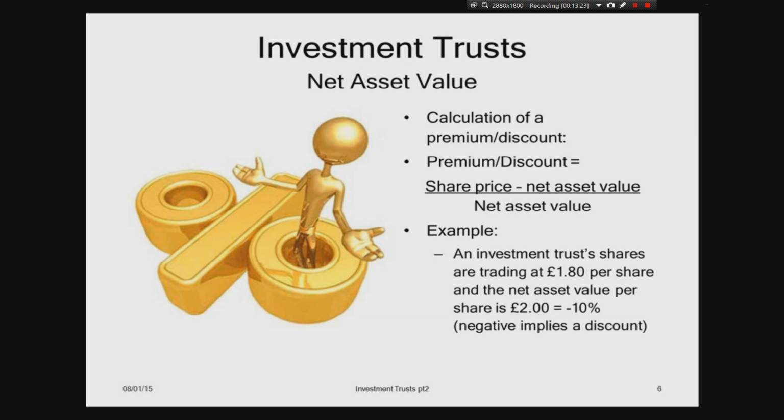So there's an example on the screen. We have a share trading at £1.80, and the net asset value per share after we've done our calculation is £2. So we do the £1.80 minus the £2, divided by the £2, which gives us a discount figure, and you've got to obviously multiply it by 100 for a percentage. That gives us a discount figure of minus 10%. A negative always implies that the share is trading at a discount.